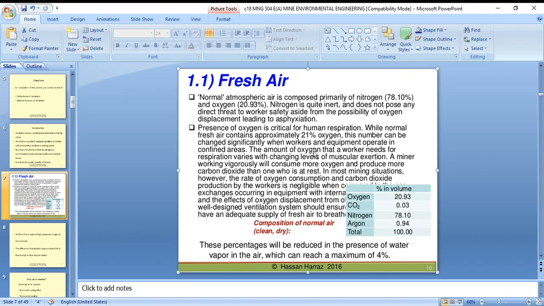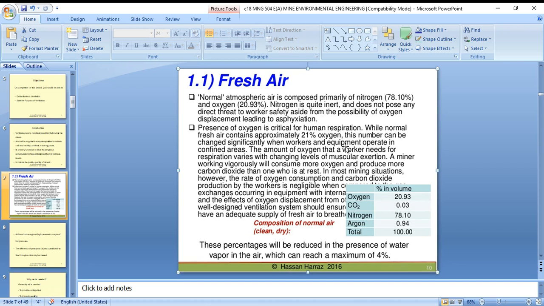Nitrogen is quite inert and does not pose any direct threat to worker safety, aside from the possibility of oxygen displacement leading to asphyxiation. The presence of oxygen is critical for human respiration, where normal fresh air contains approximately 21% oxygen. This is a very essential part: 21% oxygen is essential for human comfort.